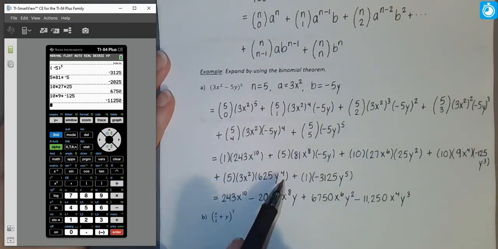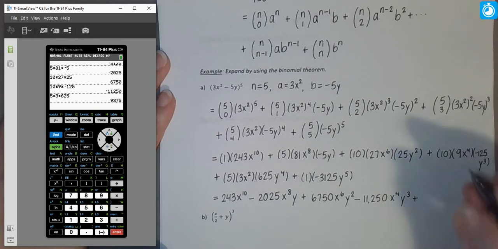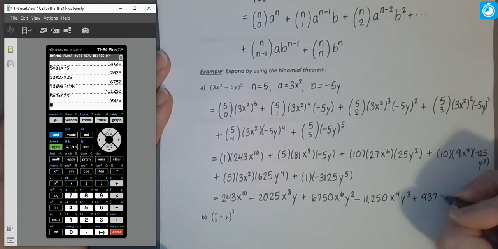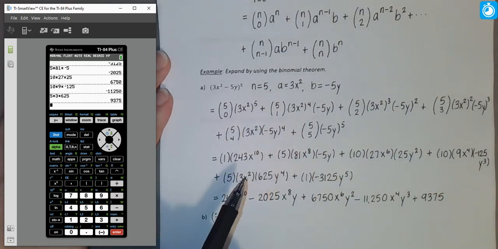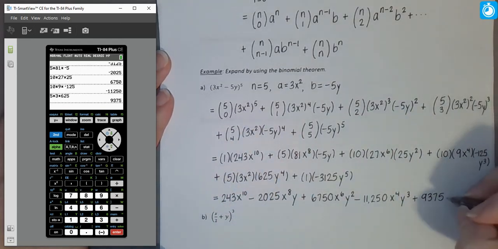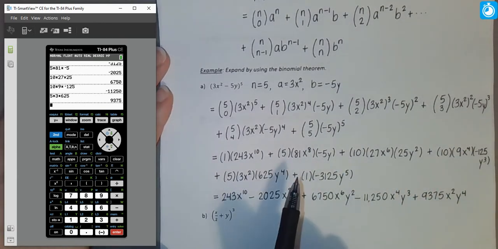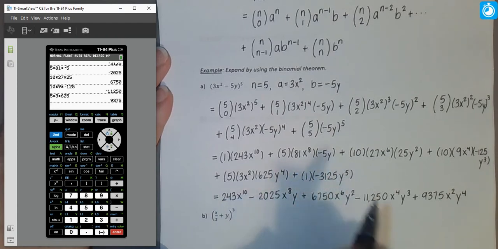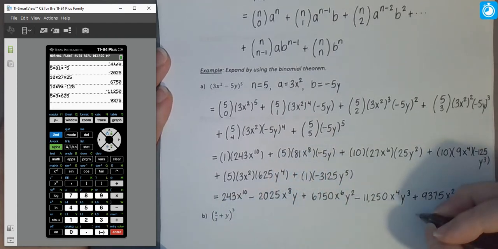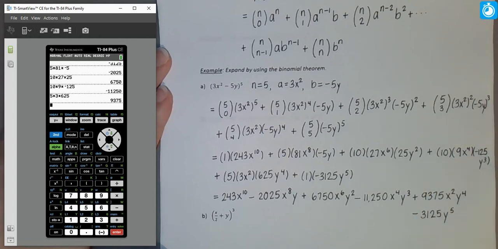Okay, next term, positive. So plus 5 times 3 times 625. So 9,375 times x squared times y to the 4th. And I think I'm going to run out of space, so I'll write the next one on the next line. 1 times negative 3125 y to the 5th. So that'll be a negative term. And we have 3,125 times y to the 5th power.